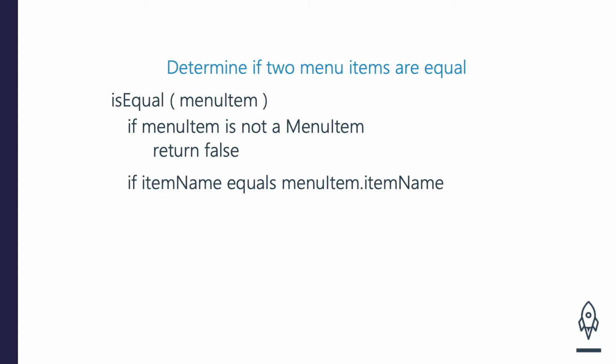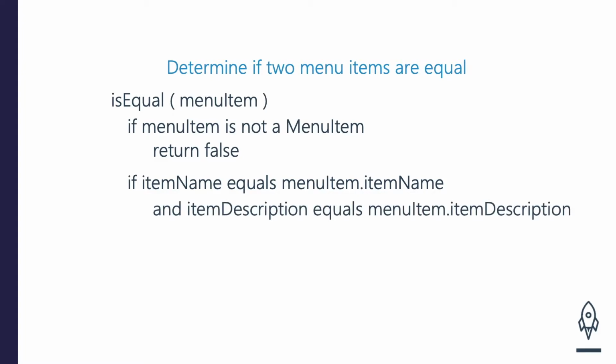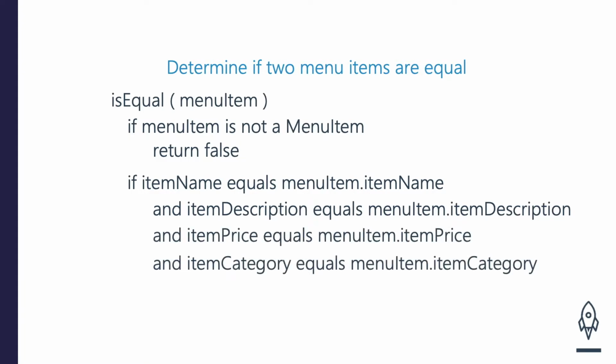If the item names are equal, that means we're closer to these 2 menu items being equivalent. But we need to keep checking every property. So the next thing we check is the description. Is the instance's item description the same as the item description of the menu item that was passed in as the parameter? How about the item price and the category? We check those as well.